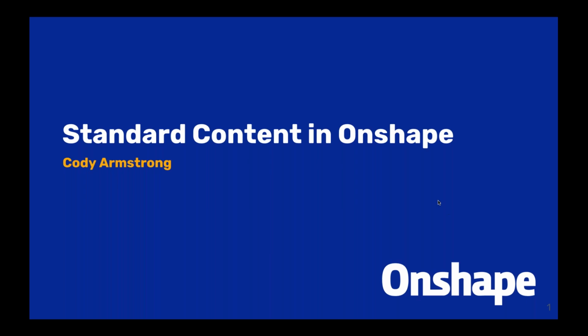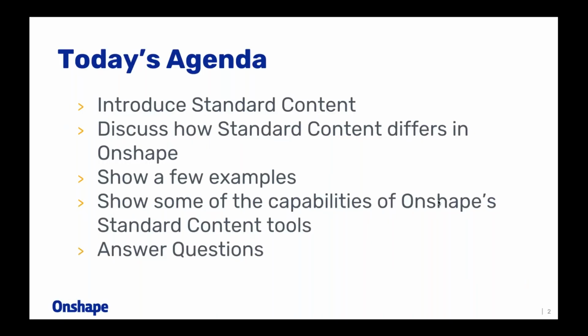Now, the agenda today is pretty straightforward. We're going to introduce the concept of standard content. If you're not familiar with standard content as a term, I'll explain what it is, and then discuss how standard content differs in Onshape. If you have experience with other CAD systems that have existed, and you have experience with their fastener libraries or standard content libraries, I want to discuss why Onshape's approach is a bit different. There are a few different reasons why that I'll point out in just a moment. And of course, I'll show you a few examples of how it works.